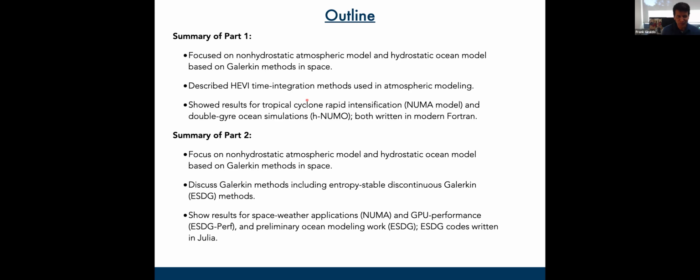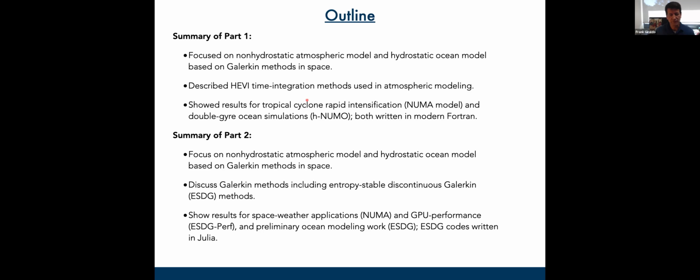Summary part two is this. The difference is that I still will talk about these non-hydrostatic atmospheric models, and I will mention new work on hydrostatic ocean models, also based on these Galerkin methods. And I'll discuss entropy-stable discontinuous Galerkin methods, in particular for both atmosphere and ocean.